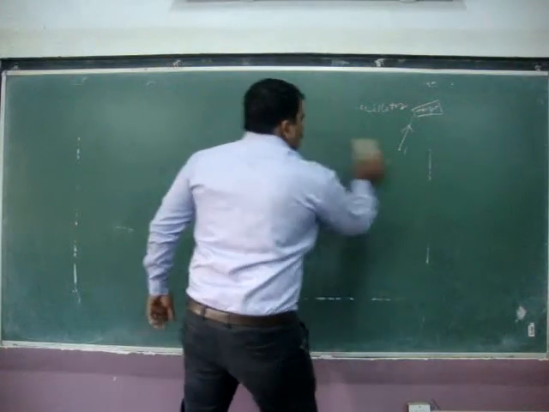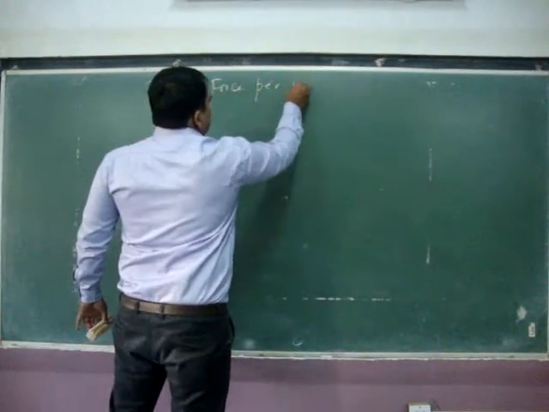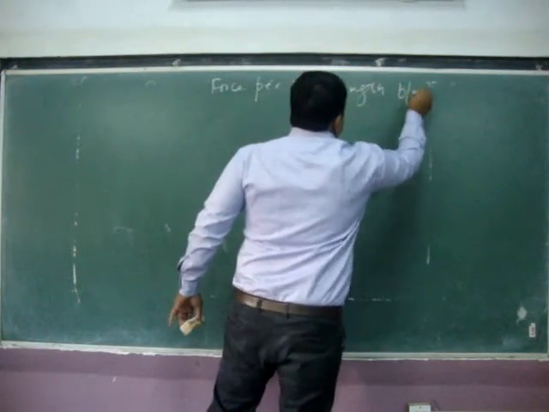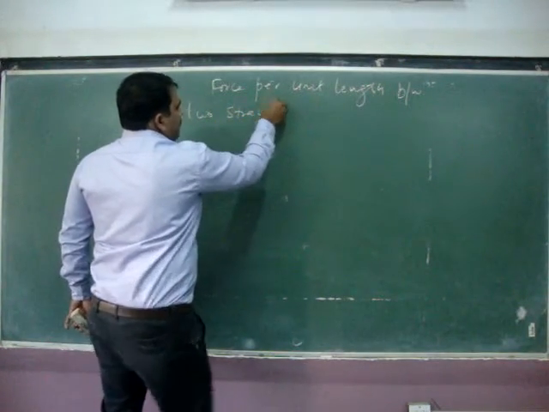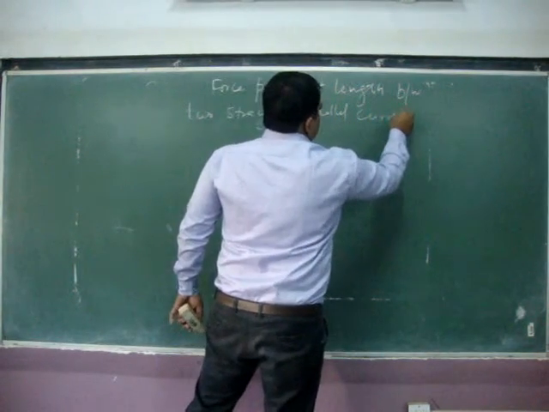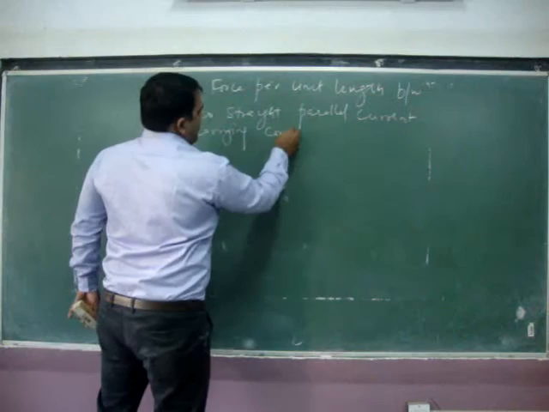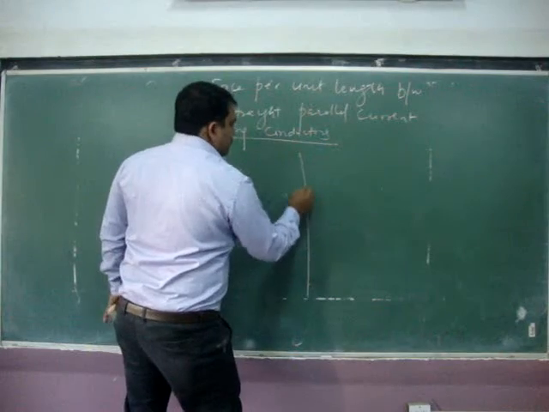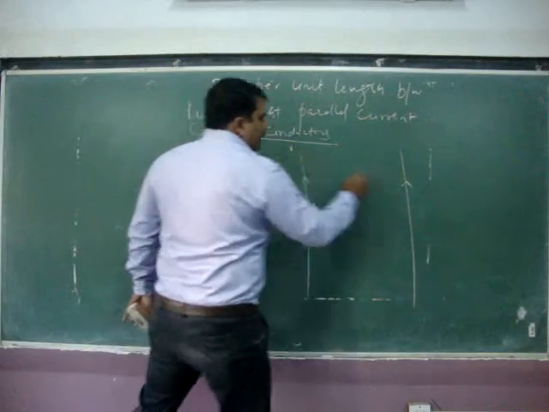Diagram of finding the force per unit length between two straight parallel current carrying conductors. Suppose there are two conductors. This is conductor 1 and this is conductor 2. This is wire 1 and this is wire 2.